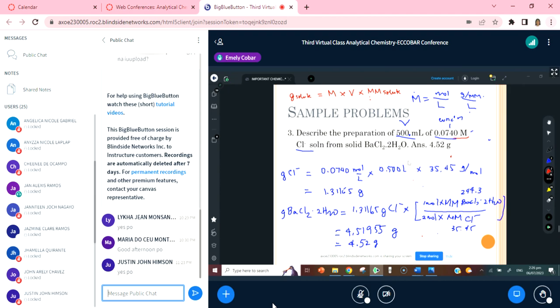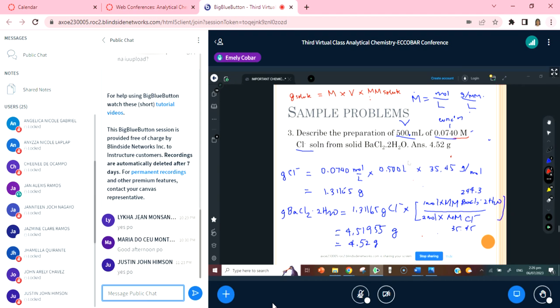But of course, what will be the source of the chloride? What is the available substance? The available substance you're given is barium chloride dihydrate. So I will compute how many grams of barium chloride dihydrate will furnish 1.31165 grams of chloride. I will use a chemical factor, or gravimetric factor, again.